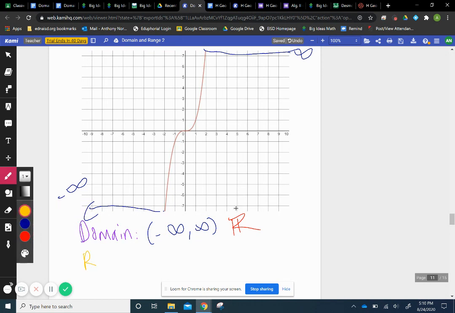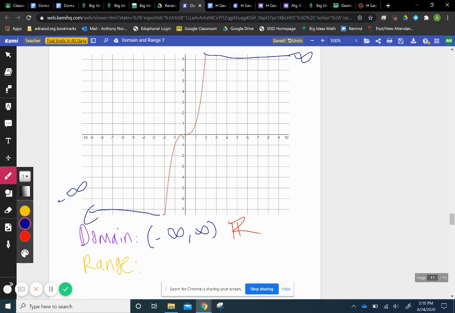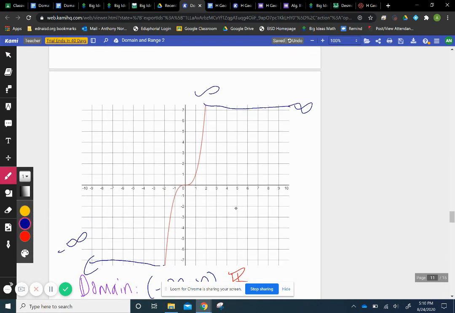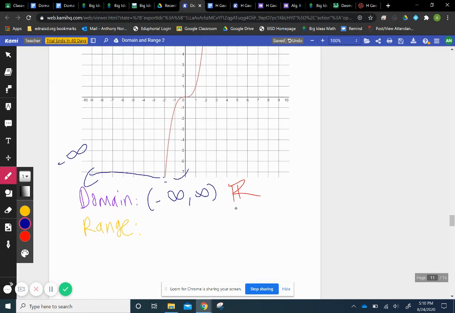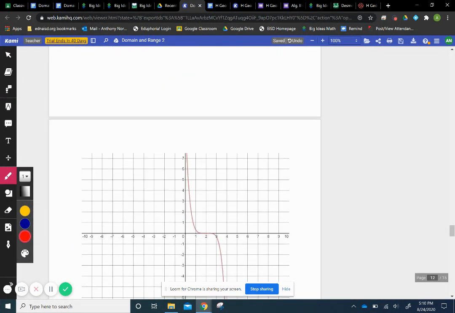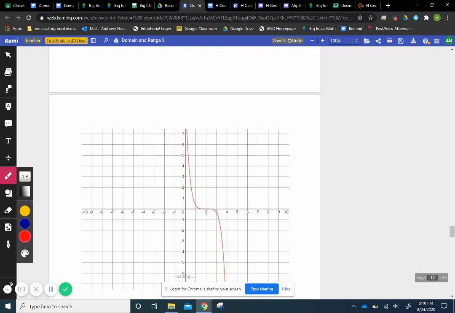Now for the range. Let's see. Oh, this thing is going straight up, almost straight up. That's definitely infinity. That's definitely negative infinity. What do we have here again? All real numbers. I'll leave this one for you.